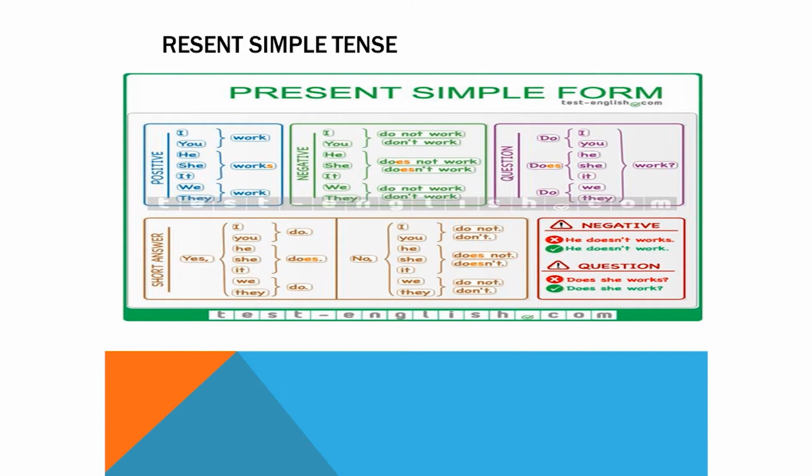To make a question, we begin with do or does at the beginning, followed by the subject and then the verb. We can answer this question by using yes or no. For example, do you work? Yes, I do, or no, I don't. Another example, does she work? Yes, she does, or no, she doesn't.